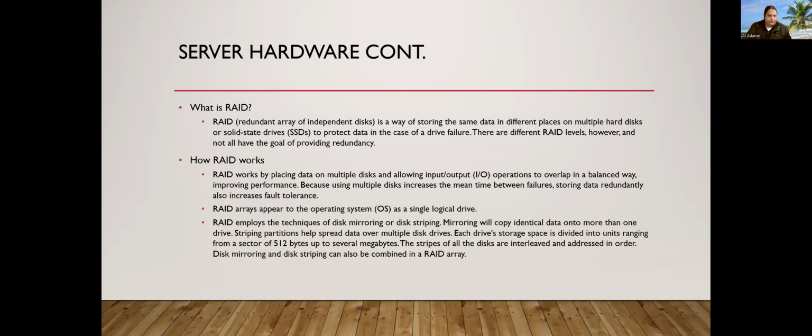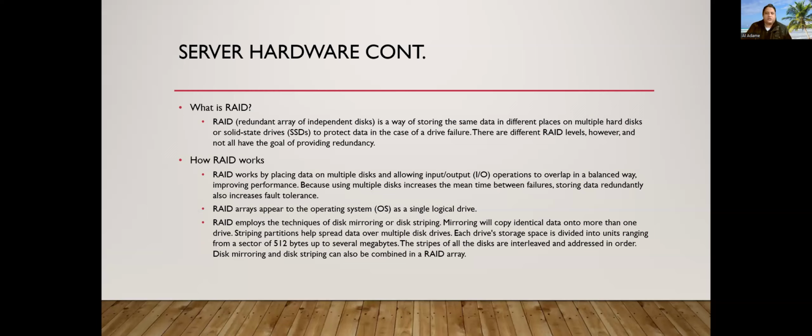Striping partitions, when you sprinkle data, helps spread data over multiple disk drives. Each disk drive's storage space is divided into units ranging from a sector of 512 bytes to several megabytes. Yes, the sizes vary depending on the kind of data. The strips of all the data are interleaved and addressed in order. So part 1, part 2, part 3, part 4, part 5, and so on. Disk mirroring and disk striping can also be combined in a RAID array. That's what we're getting into, but that's how RAID works, and that's what RAID is.